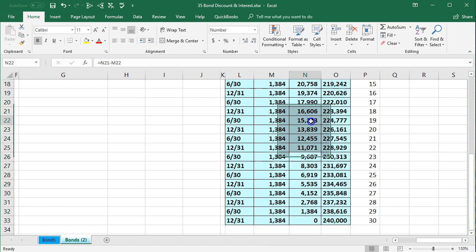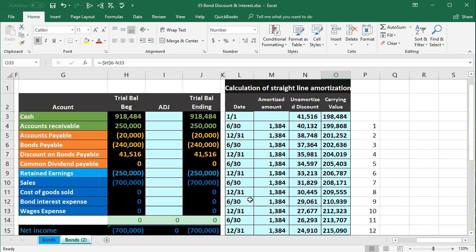We can see that it does what we would expect. It's going down evenly by 1,384 till it gets to 0, and then we're at the 240. So at the end of 30 periods, at the end of 15 years, 2 times a year, we will be left with just the 240, and this will be at 0. And then, of course, we'll make that final payment of the 240.